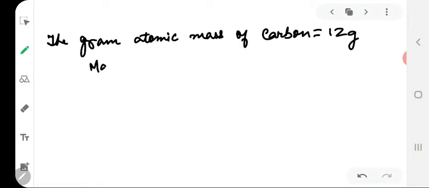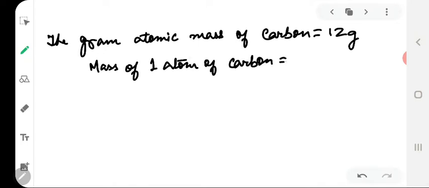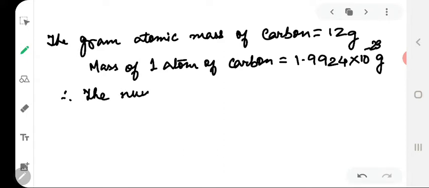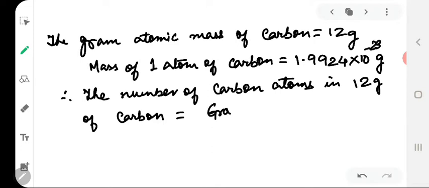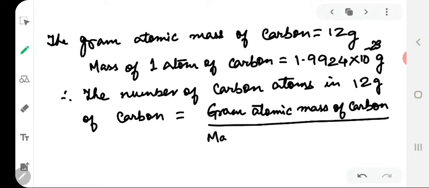Now, the mass of one atom of carbon has been calculated as 1.9924 into 10 to the power minus 23 gram. Therefore, the number of carbon atoms in 12 gram of carbon, we can find it out to be equal to the gram atomic mass of carbon divided by mass of one carbon atom.